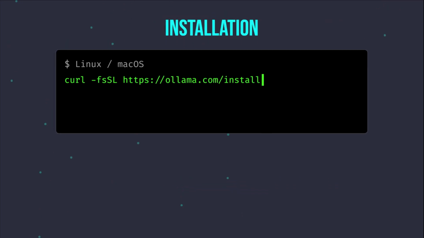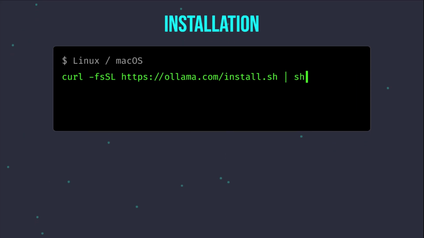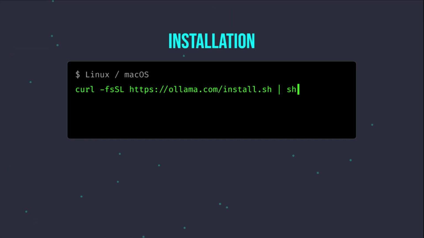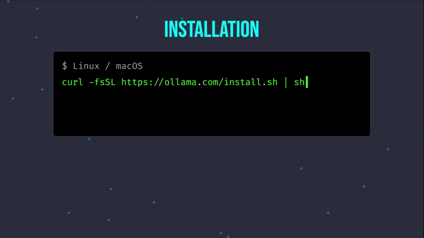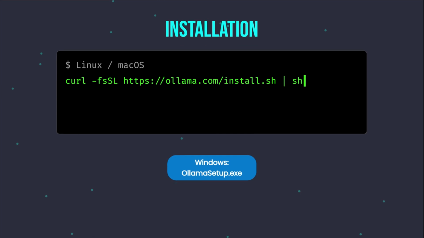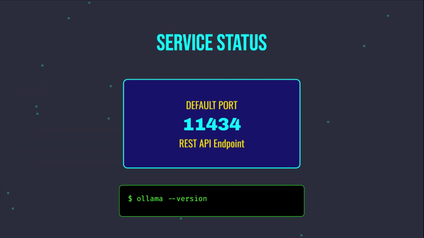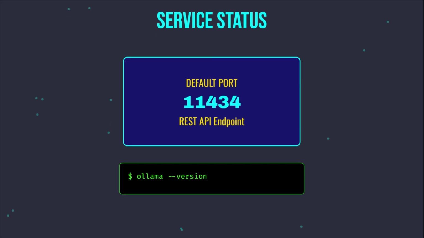Install Ollama directly using the official one-line script for Linux or Mac OS. curl -fsSL https://ollama.com/install.sh | sh. For Windows, download the executable and ensure it is added to the system path, allowing command line access. After installation, verify the service status.